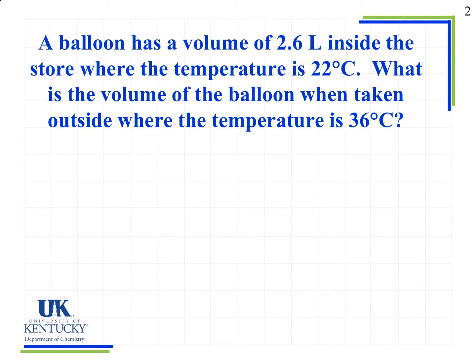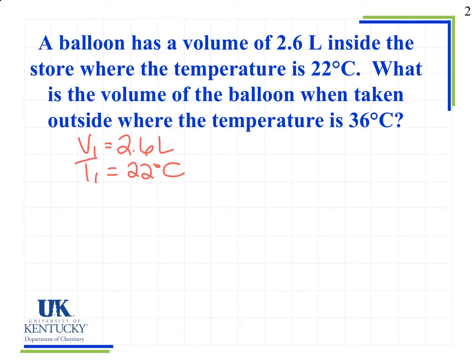I see a balloon has a volume of 2.6 liters. So now I have a volume, and I label it V1 because it's the first volume I get to. It really doesn't matter as long as my volume and temperatures, or whatever variables, get paired together correctly. So 2.6 liters inside the store where the temperature is 22 degrees Celsius. So that's going to have to be T1 because that corresponds to that particular volume.